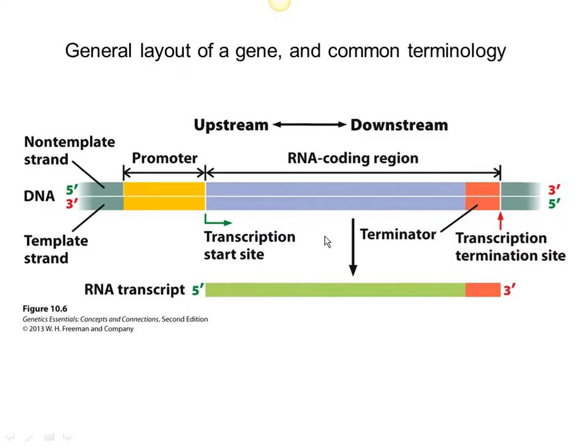This is the general layout of a gene. For each gene, you're going to have a promoter region. That's the region where the RNA polymerase will first associate with the DNA. Then you have the coding region. That's the part that will be copied into a complementary RNA. And then you have the terminator, or what they call the transcription termination site, here at the end. So that's the basic layout for any gene. There are some additional things we'll add on for eukaryotes, but this is generally the way it is.